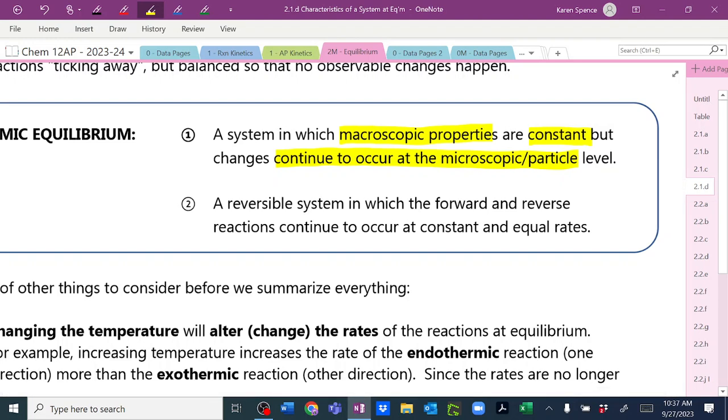Definition number 2: a reversible system in which the forward and reverse reactions continue to occur at constant and equal rates. So how do those two relate to one another? Have a chat with your neighbor about that.